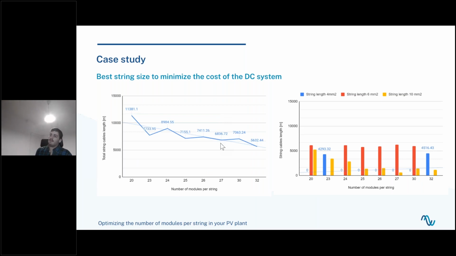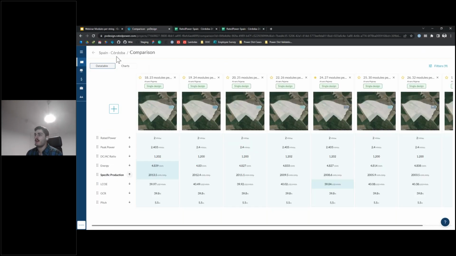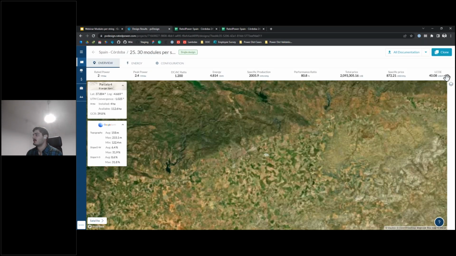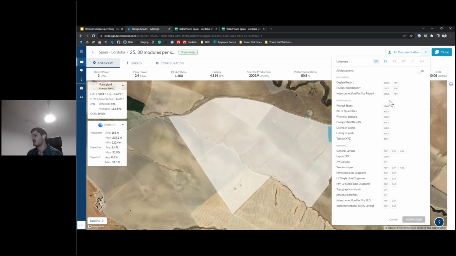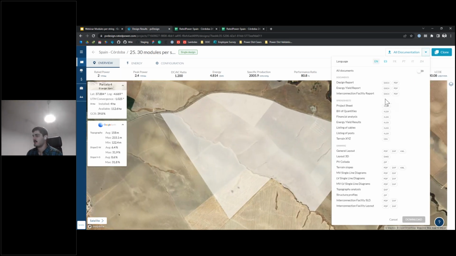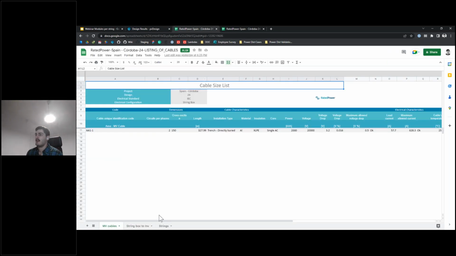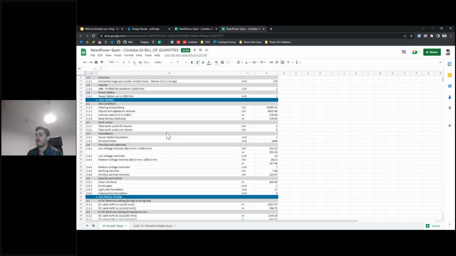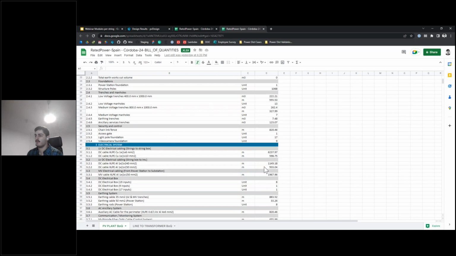Then, going to what's the best string size to minimize the cost of the DC system, I have also gone through all of these designs. For each of those, pvDesign is going to give us some documentation to download with many different aspects of the PV plant, from energy production to cable sizing, substation, and many others. I have gone through the listing of cables, where all the cables from the PV plant are defined, and the bill of quantities, where we summarize all the cables from the plant.